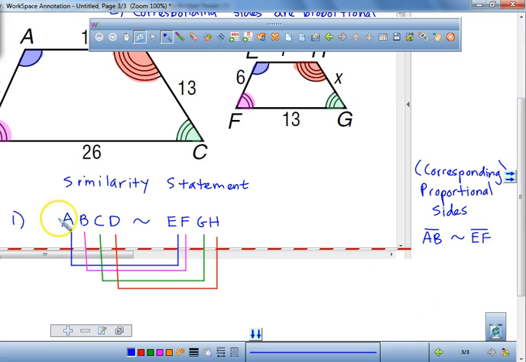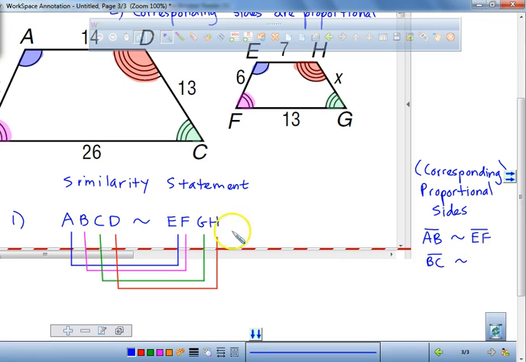Okay. So now I'm going to work my way around. So I went from what? A to B. Now I'm going to jump from B to C. It's going to go in order. F, G. BC is going to be similar to FG. Without even looking at the pictures, if I wrote my similarity statement correctly, without even looking at the actual quadrilateral, I know which sides are proportional or similar to each other.